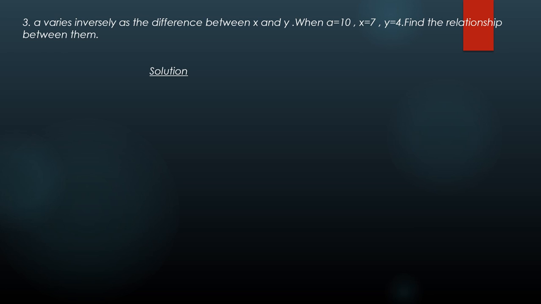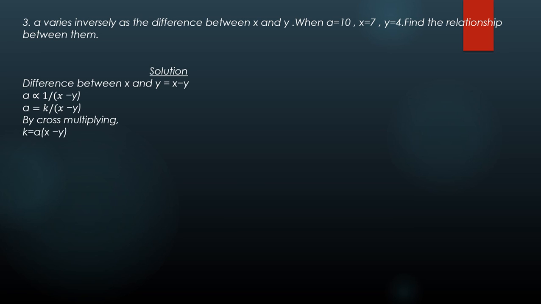So what connects them? A varies inversely as. So you note the word inverse. Inversely is 1 over. So a, and then the difference between x and y is x minus y. So that's the difference. So let's just use x minus y. A varies inversely as x minus y, which means as a increases, x minus y has to decrease, or as a decreases, x minus y has to increase. So that's what it all means.